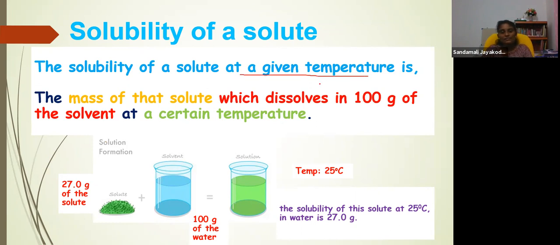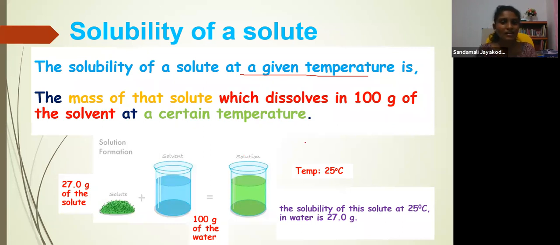When the temperature changes, the solubility changes. We are learning it later, but I have to mention it here among those factors. So the definition of solubility is the mass of that solute which dissolves in 100 grams of the solvent at a certain temperature.